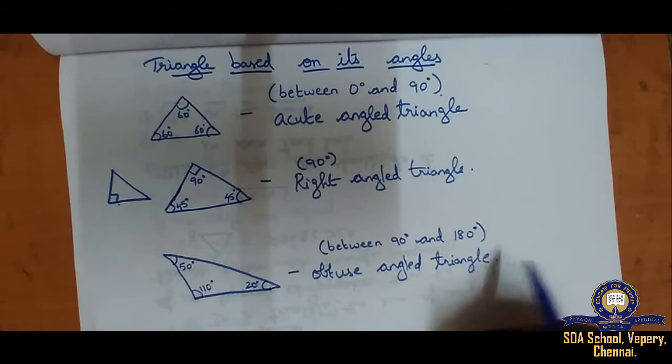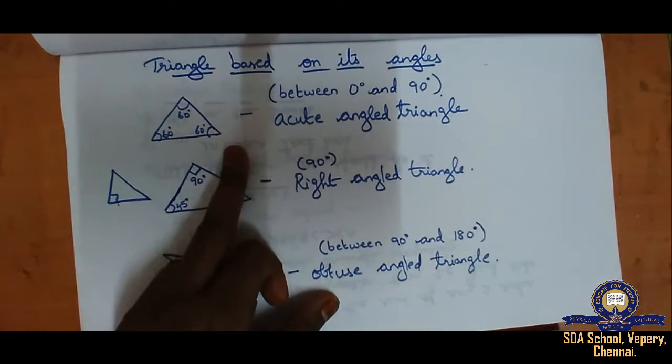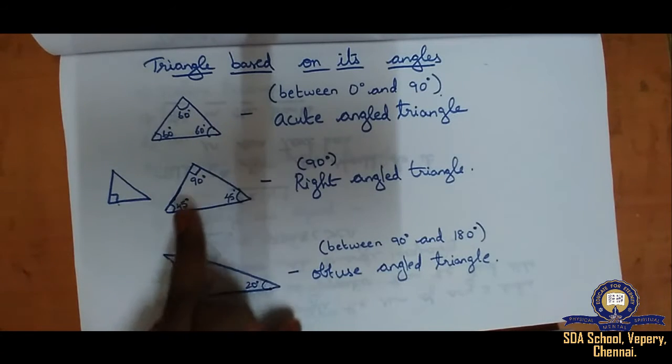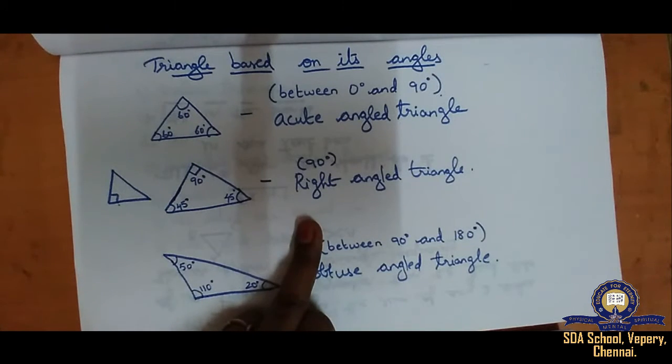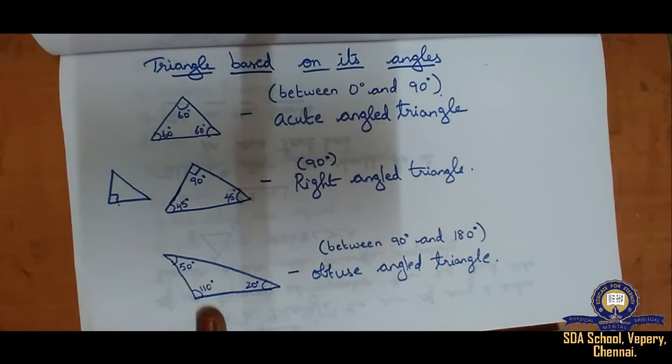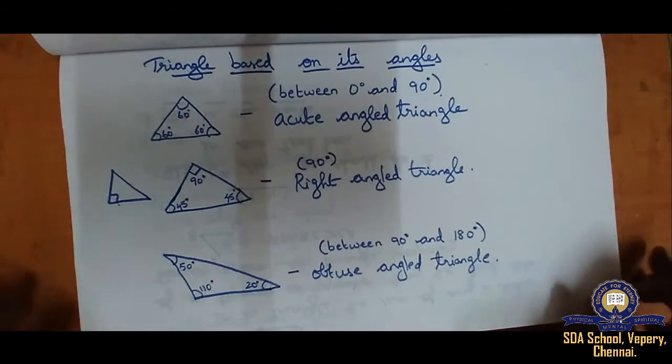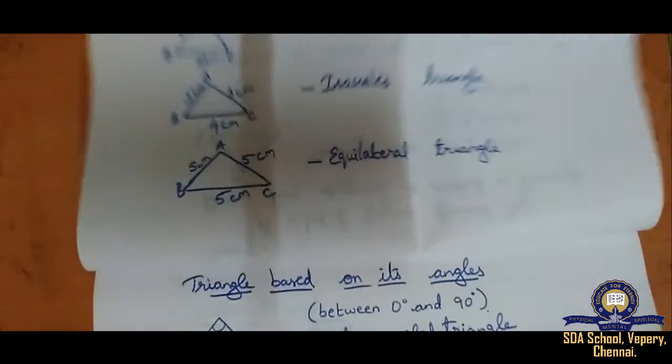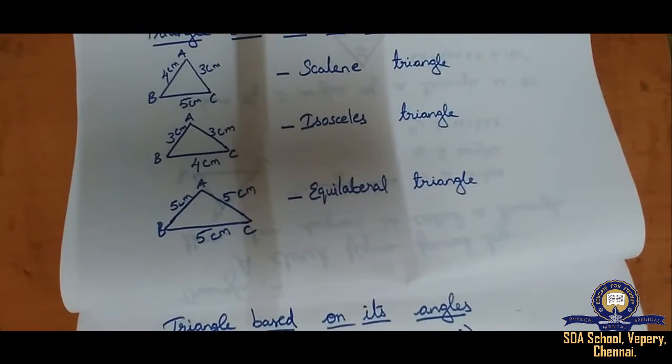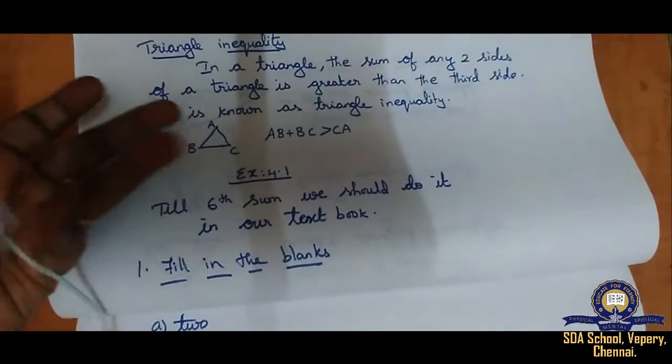Between 0 and 90 degree it is said to be an acute angled triangle. 90 degree means it is a right angled triangle. Above 90 degree, between 90 and 180, it is an obtuse angled triangle. We have seen triangles based on their sides and based on their angles.